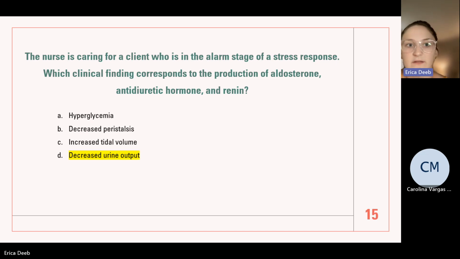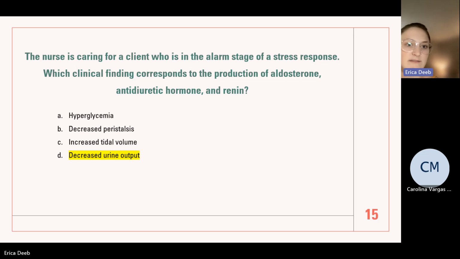So when you're in the alarm stage of stress, you're going to have decreased urine output because your body is saying, no, we don't have time to pee. We're in a state of emergency, and in that alarm stage your blood pressure is going to increase, your heart rate's going to increase. So for hyperglycemia, this will occur, but it's not due to the RAS system. It's because the liver's converting more glycogen to glucose to give you more energy.